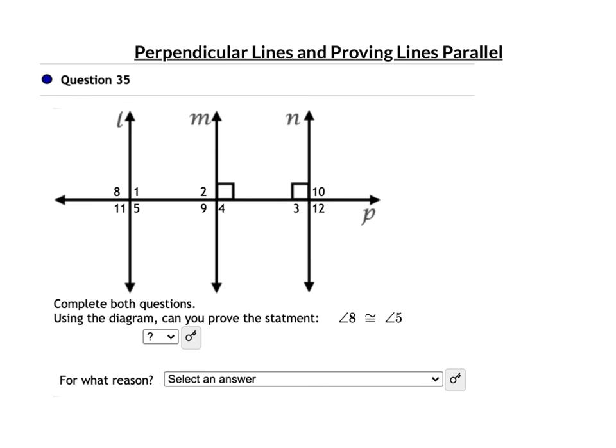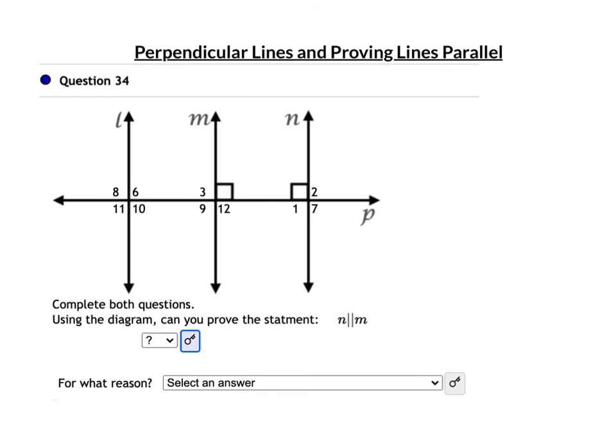Using the diagram, can I prove that angle 8 is congruent to angle 5? And the answer is yes, because those are vertical angles. That's the vertical angle theorem. That's your reason. Using the diagram, can I conclude that N is parallel to M? And the answer is yes, I can conclude that, because two lines perpendicular to the same line are parallel.